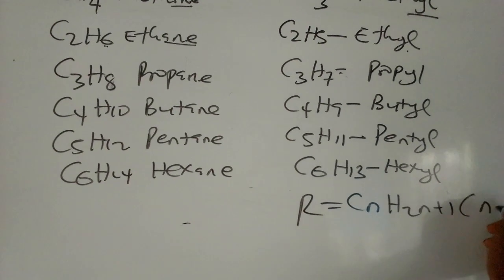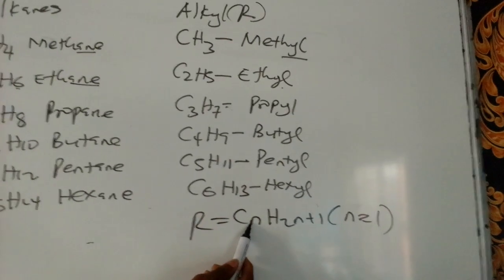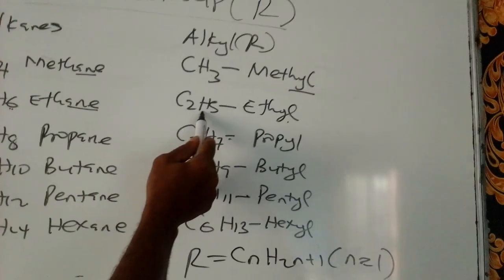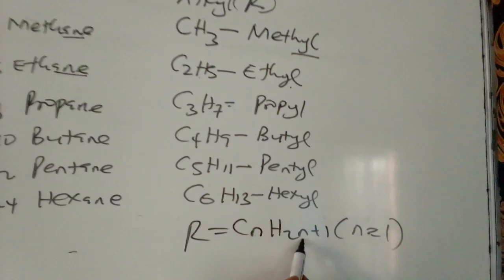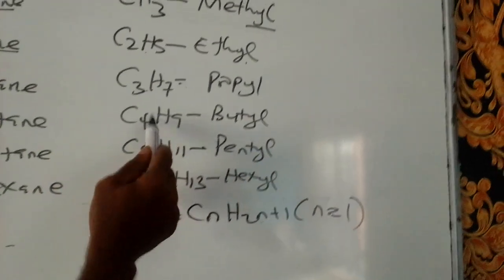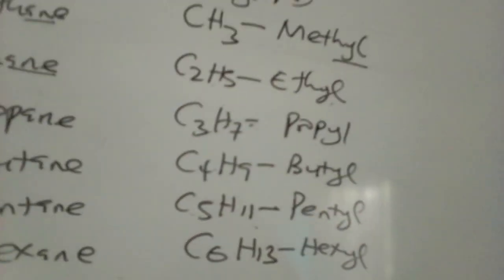CnH2n+1, where n stands for the number of carbons. For the first member, we use the substitution method. Using 1 here, you get that. Using 2 here, you get that. Putting 3 in place of n, you get this. Putting 4 in place of n, you get this. Putting 5 in place of n, you get this, and so on.